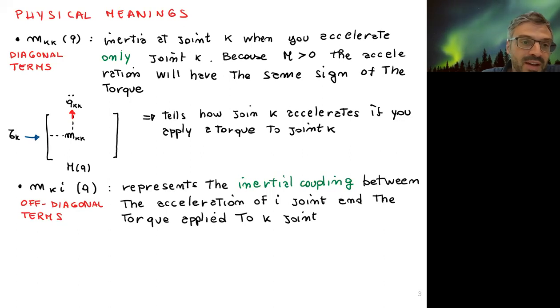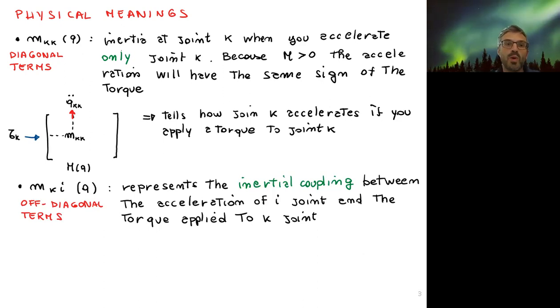So instead, the M_ki, which is whenever i is different than k, are the off-diagonal terms of the inertia matrix, while the M_kk are the terms on the diagonal of the inertia matrix. And the M_ki term represents the inertia coupling between the acceleration of joint i and the torque applied to joint k. So if you apply a torque to the first joint, the second joint will also move, even if you don't apply any torque to the second joint.